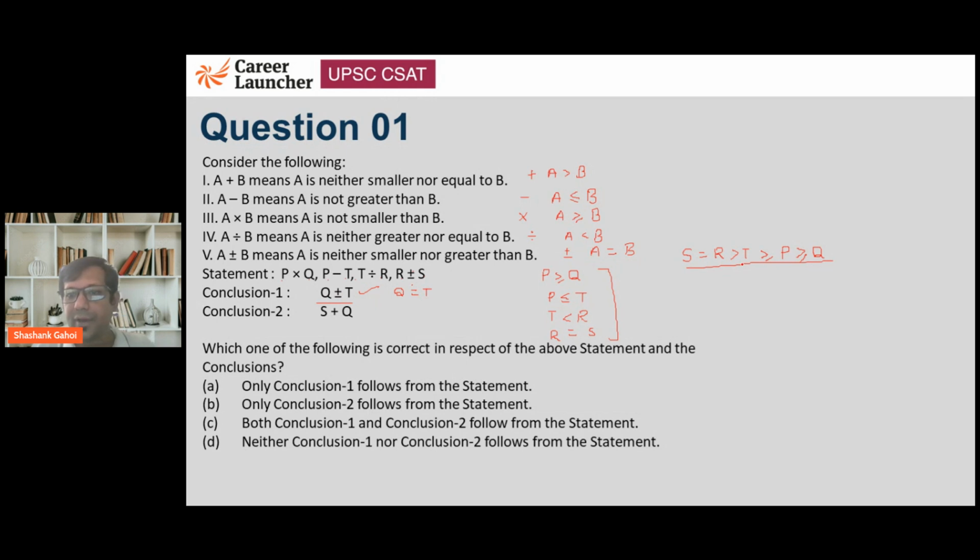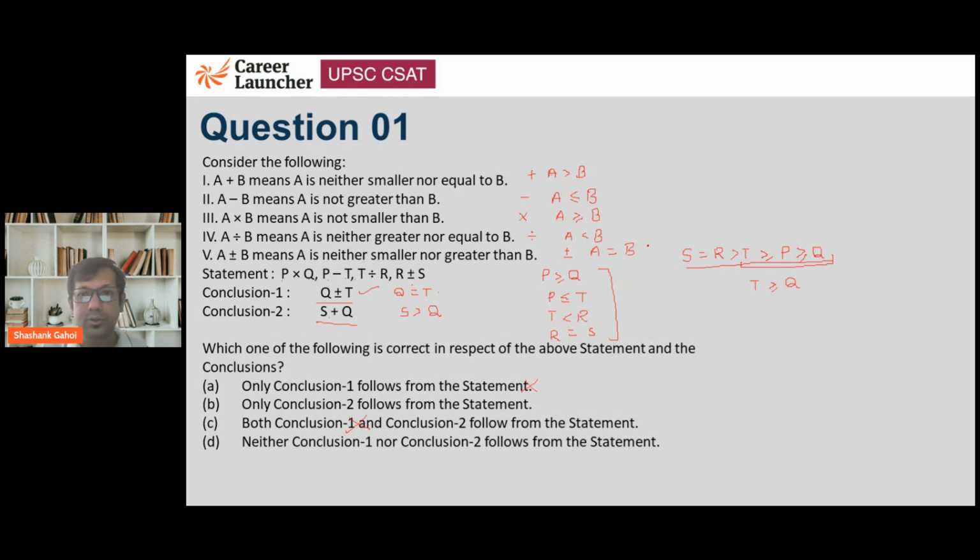But if I look at this, I can say T is greater than or equal to Q, and so this is wrong. So conclusion 1 is wrong. If conclusion 1 is wrong, then the option that says both follow is also wrong. Now let's look at this. S plus Q means greater. It means S is greater than Q.